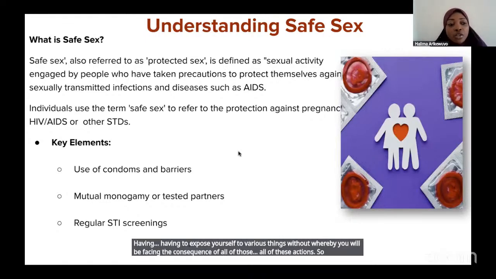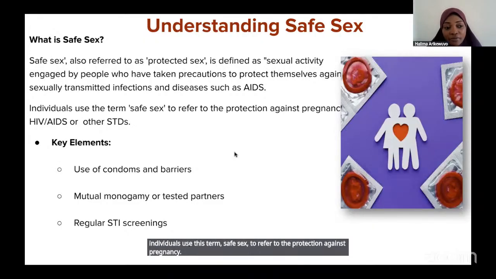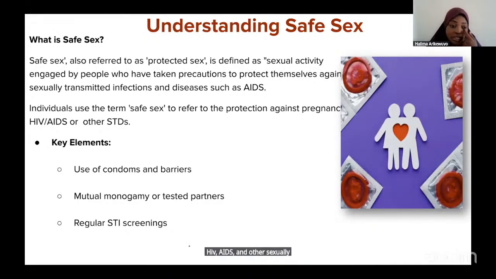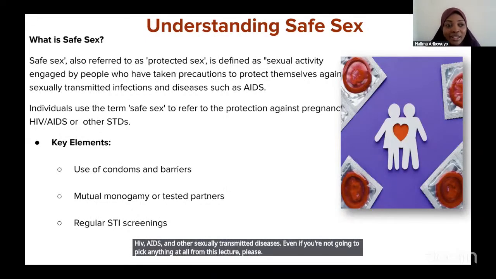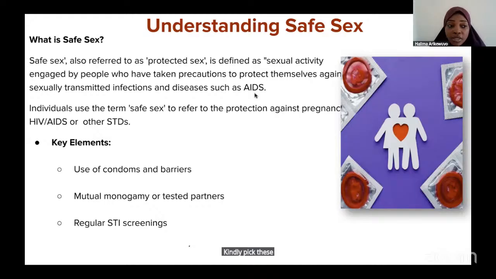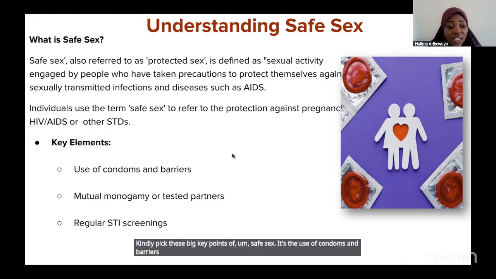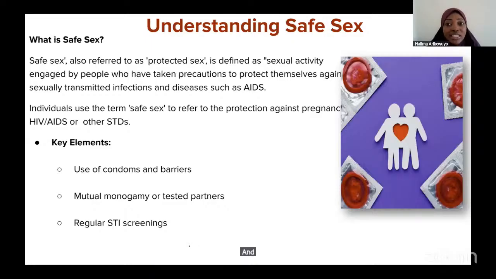Individuals use this term safe sex to refer to the protection against pregnancy, HIV, AIDS, and other sexually transmitted diseases. Even if you're not going to pick anything at all from this lecture, please kindly pick these key points of safe sex. It's the use of condoms and barriers. It's mutual monogamy or having sex with tested partners, and it also entails regular STI screening.